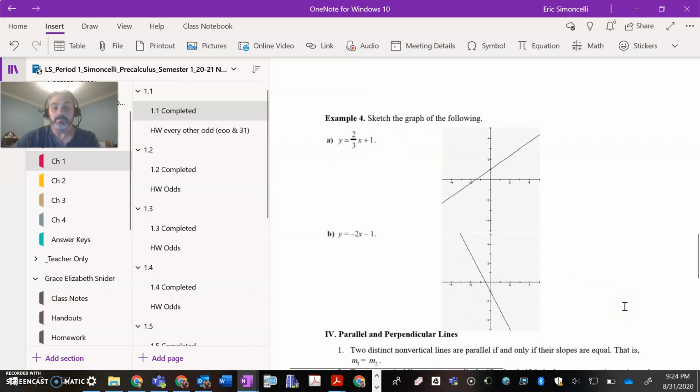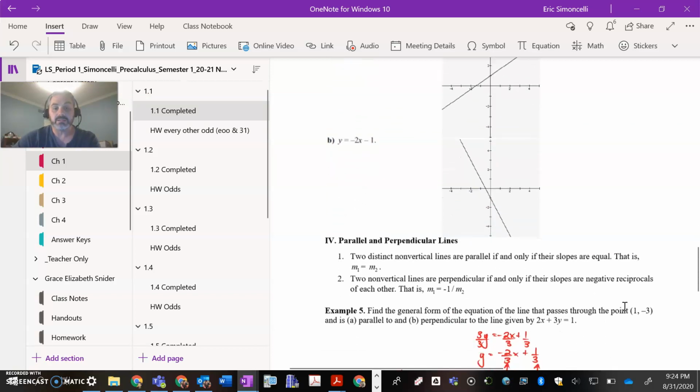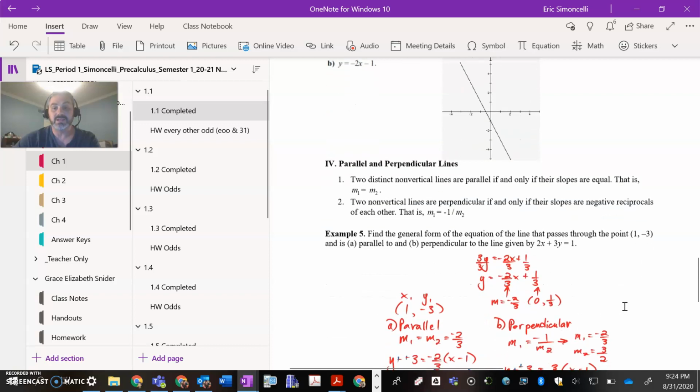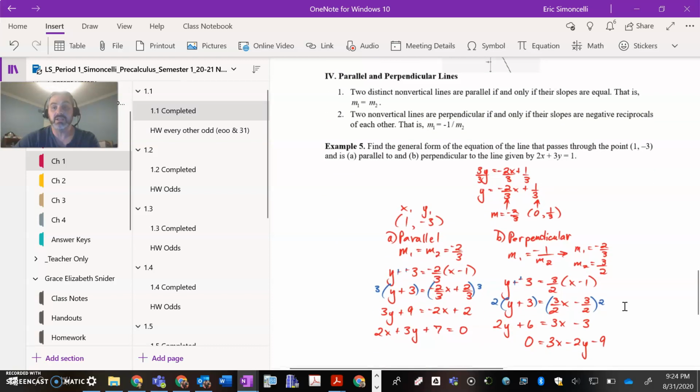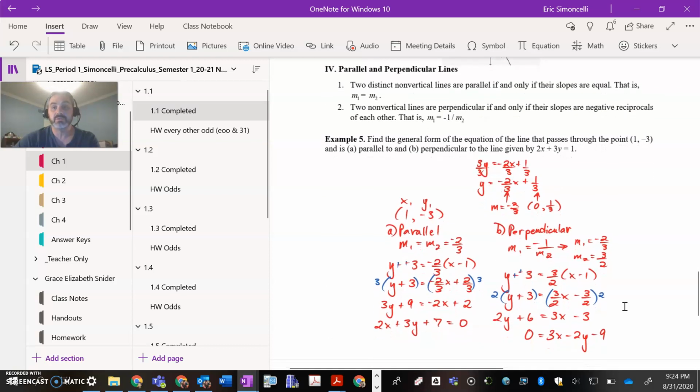Let's move on. Parallel and perpendicular lines. 2 distinct non-vertical lines are parallel if and only if their slopes are equal. That is, m sub 1 equals m sub 2. 2 non-vertical lines are perpendicular if and only if their slopes are negative reciprocals of each other. That is, m sub 1 equals negative 1 over m sub 2.